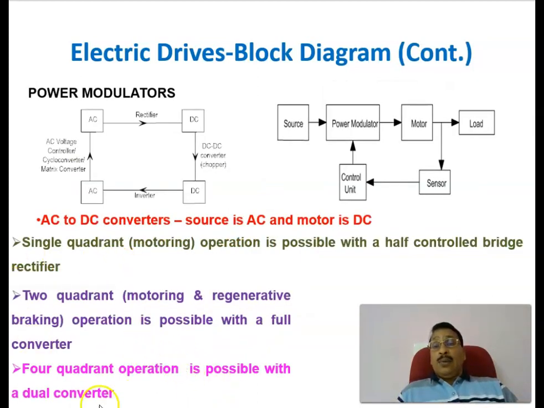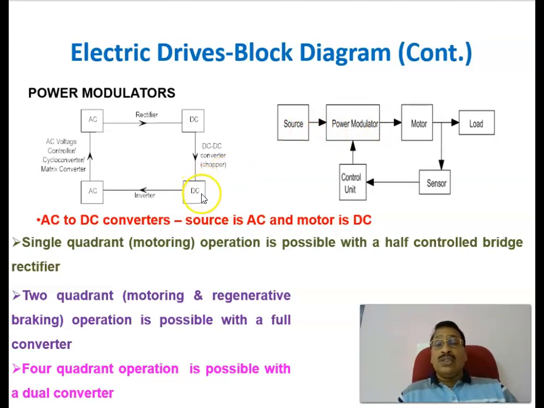Continuing with the power modulator, the power from the source side is taken and converted into the required form, either AC or DC. That depends upon the type of the motor used. Therefore, it can be AC to DC. If the source is AC and the motor is DC, an AC to DC converter is there. That is what we call a rectifier. Controlled rectifiers will be used. Now, if the source is DC and the motor is also DC, then a DC to DC converter, that is a chopper, is used here.